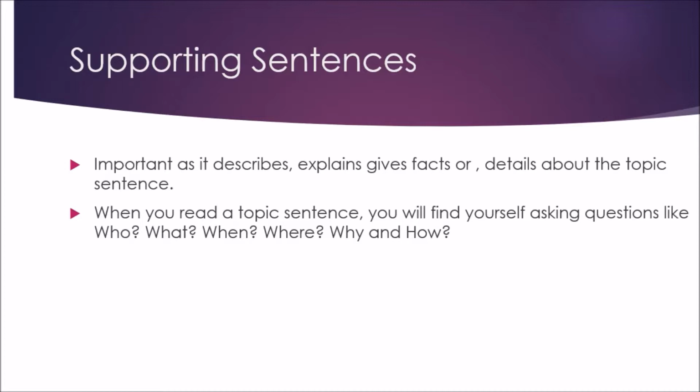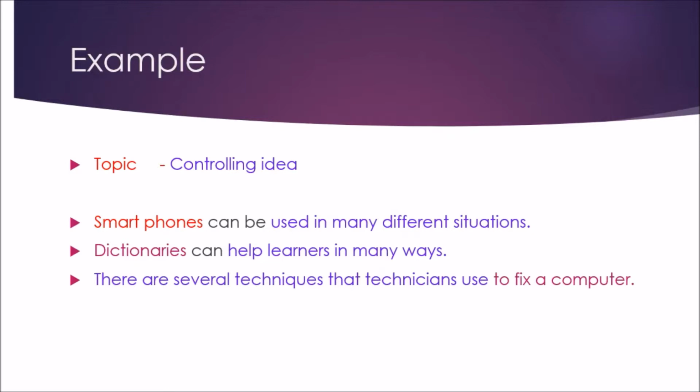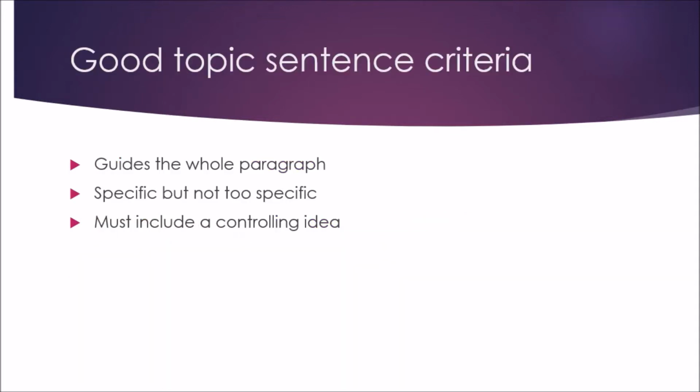Supporting sentences. For example, if we go back to these examples, smartphones can be used in many different ways. If you read this sentence, there are questions that will be raised in your mind. So you can say, how? Okay, show me. What are these different situations? Okay, so this needs an explanation. So the function of the supporting sentence is to explain, is to give examples, to give reasons, and so on.